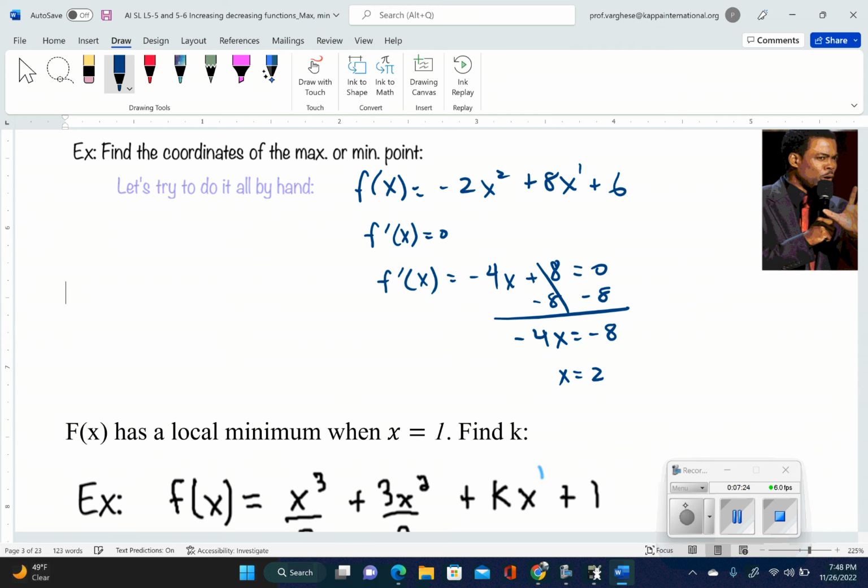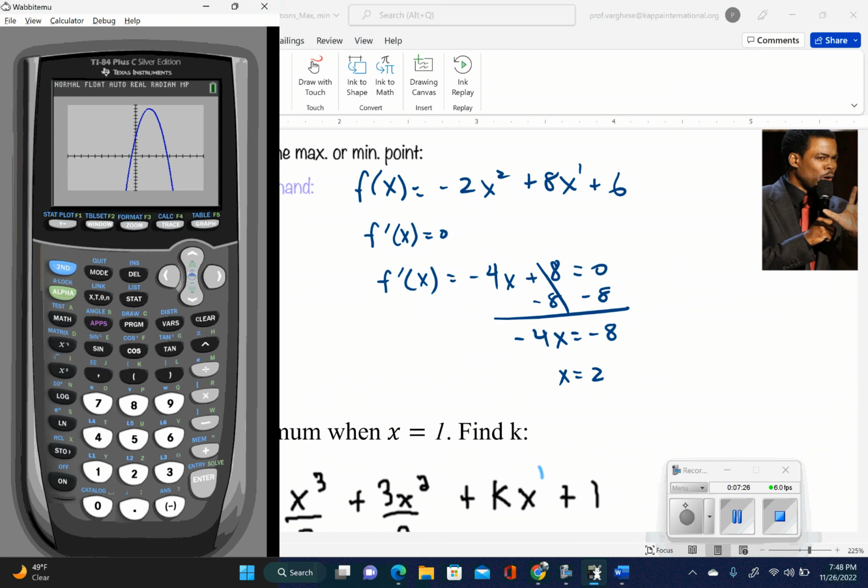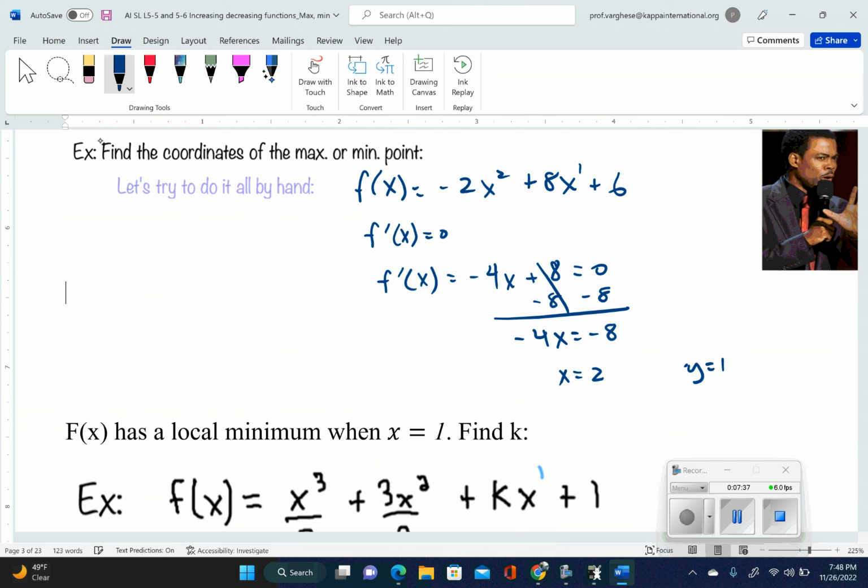To find out what my y value is, I just go to my graph, I go to my table, or I could take the 2 and plug it back into the original. Across from 2 is the number 14. Okay, so y is equal to 14. So that is my point, 2 comma 14.